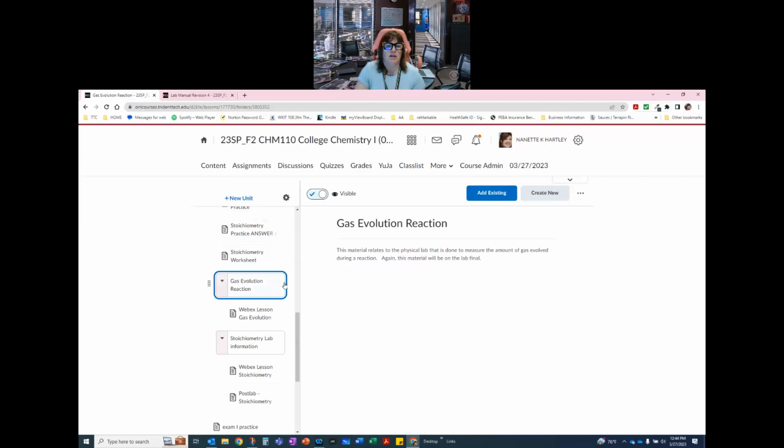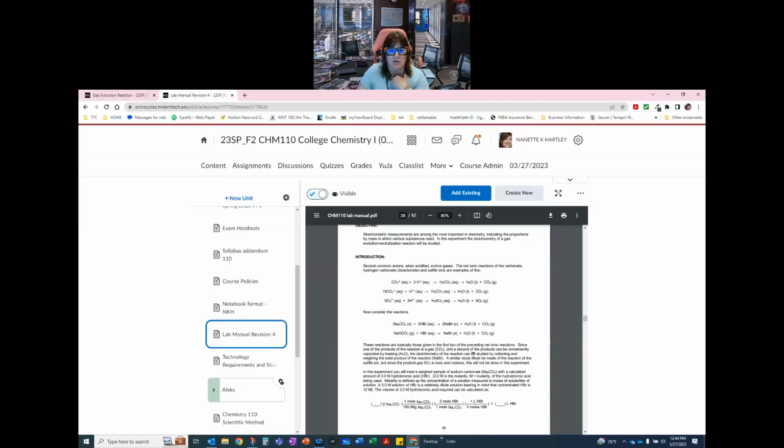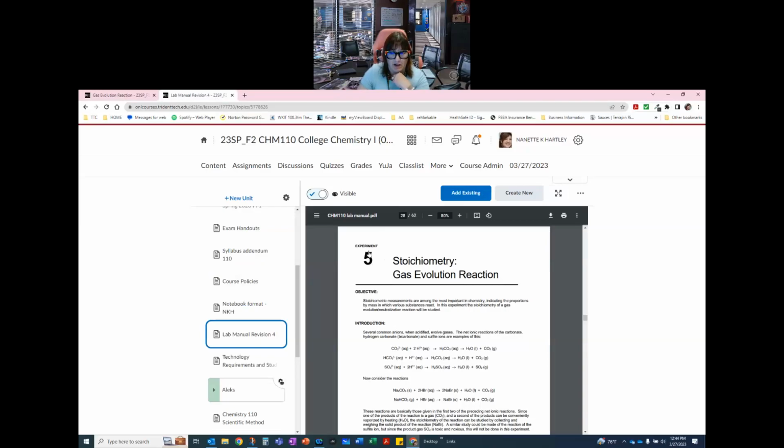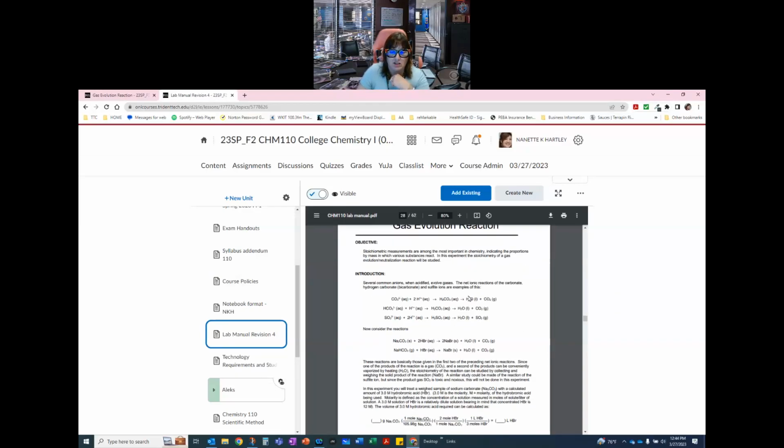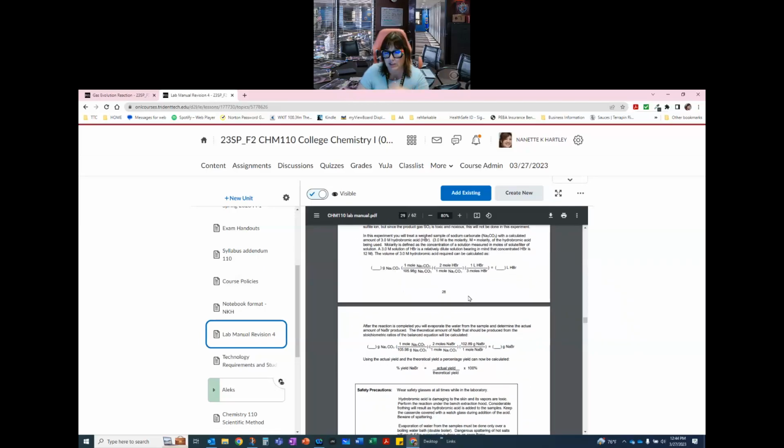So I'm going to go ahead and share my screen so that we can talk about a couple of things from D2L that we need to be able to talk about. So lab 5, the gas evolution reaction. This is where we're talking about the experiment from the lab. It's experiment 5, stoichiometry gas evolution reaction. And this talks about how the experiment is actually done.